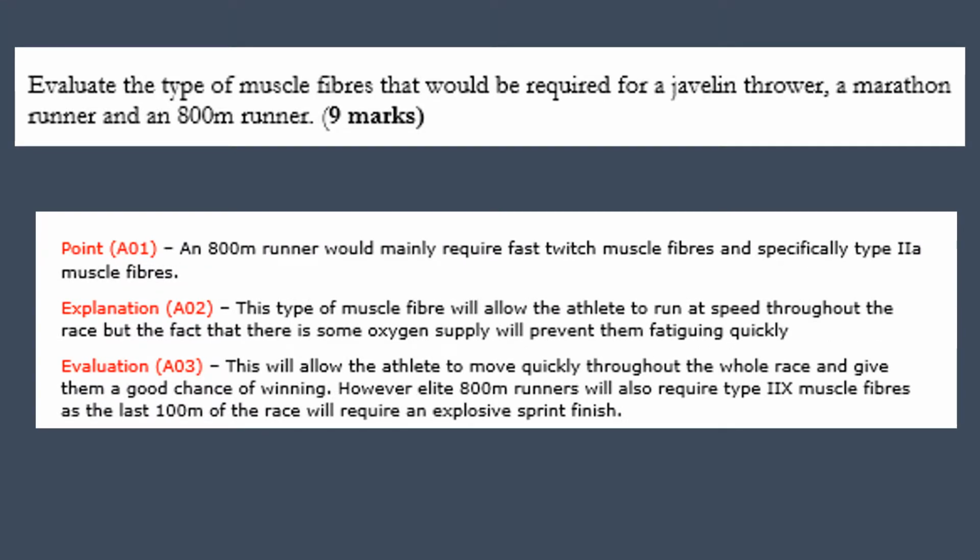We then need to go on to discuss the 800-meter runner. And again, this runner is going to need a different type of muscle fiber. So for our point, an 800-meter runner would mainly require fast twitch muscle fibers, specifically type 2A muscle fibers. Explanation: this type of muscle fiber will allow the athlete to run at speed throughout the race, but the fact that there is some oxygen supply will prevent them fatiguing quickly. So we're analysing and explaining why this 800-meter runner needs type 2A muscle fibers.